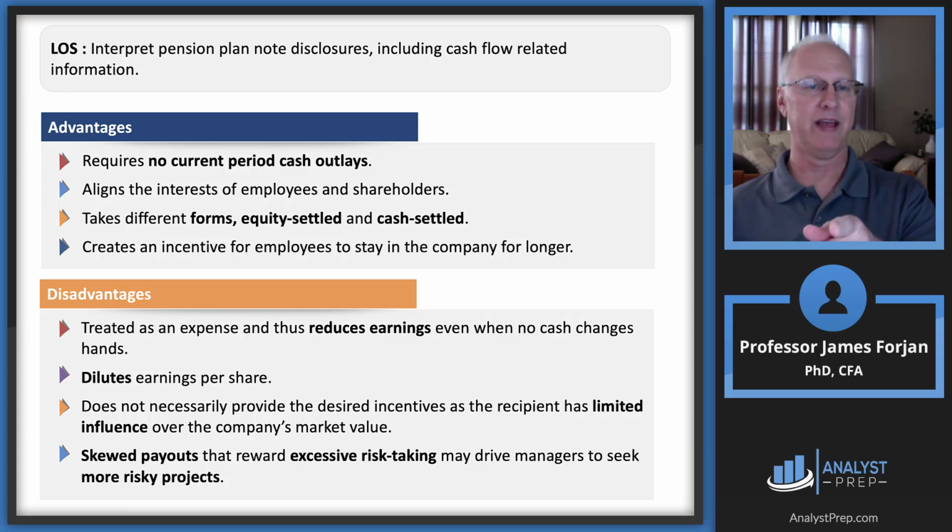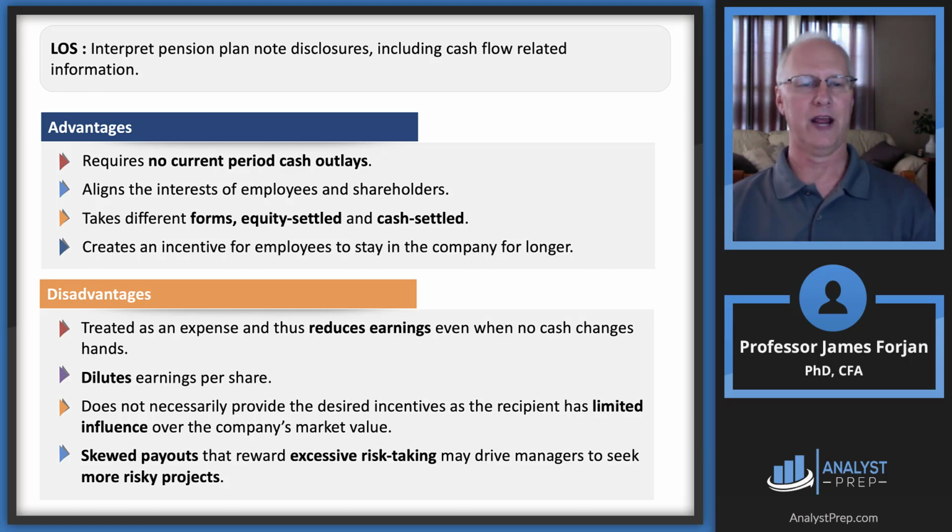Now, look up at the advantage. Requires no current period cash outlays, right? However, it shows up as an expense on the income statement. So it reduces earnings and it dilutes earnings per share. And so the analyst has to make an adjustment, and it's really a simple adjustment. Just go ahead and add that expense back, and then you have to consider the tax advantage as well. It's a little bit like depreciation expense.